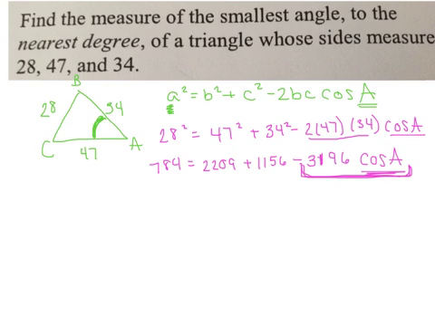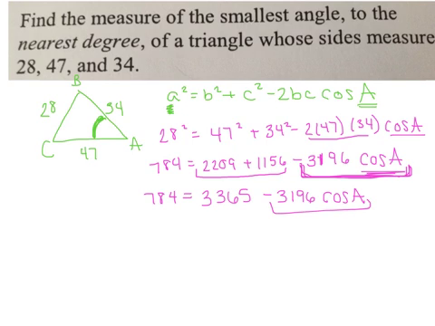So I can combine 2,209 and 1,156, because order of operations says I'd multiply first, so these two have to stay together and I can add these two. So if I add those two, I get 3,365. Again, these two have to stay together because I'm multiplying. I'm trying to find that variable, A.